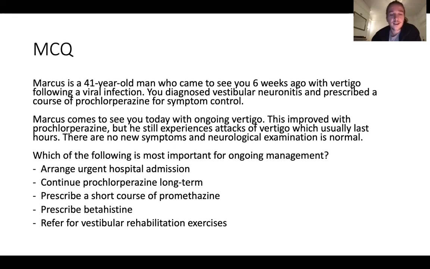Yeah, that's fine. So in this case, it's refer for vestibular rehabilitation exercises. So as we just talked about, you don't want to give medicines for too long in someone who's had something like a vestibular neuronitis. You want your compensatory mechanisms to work. So just giving them exercise is a good thing to help improve that.